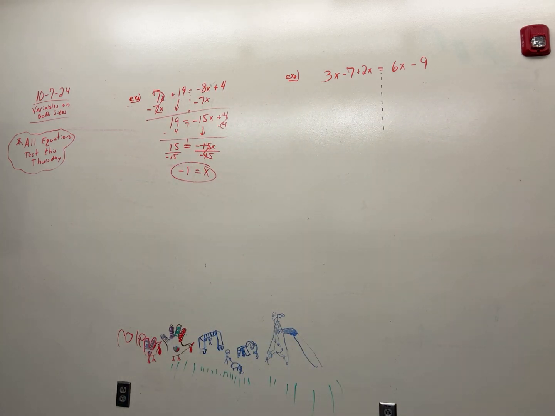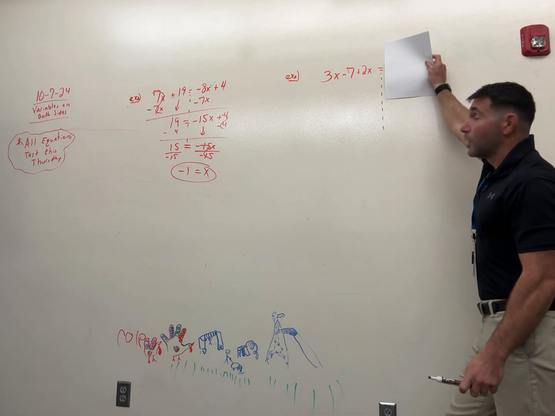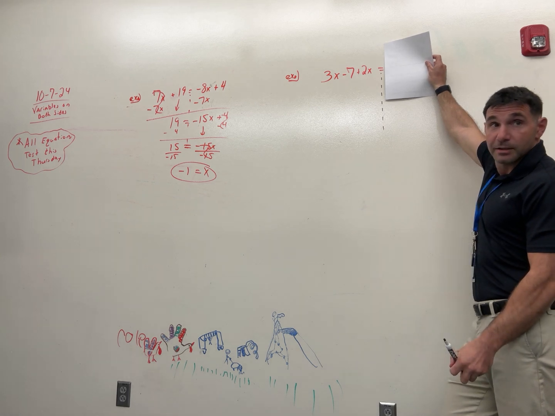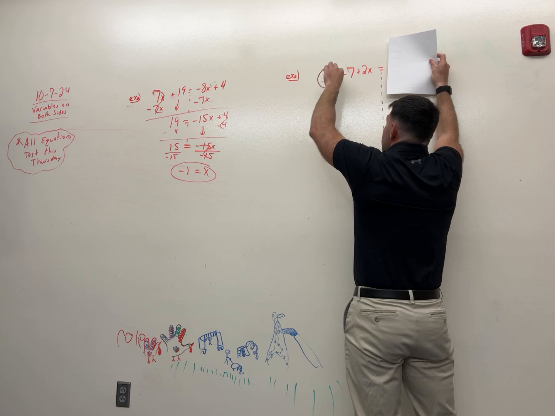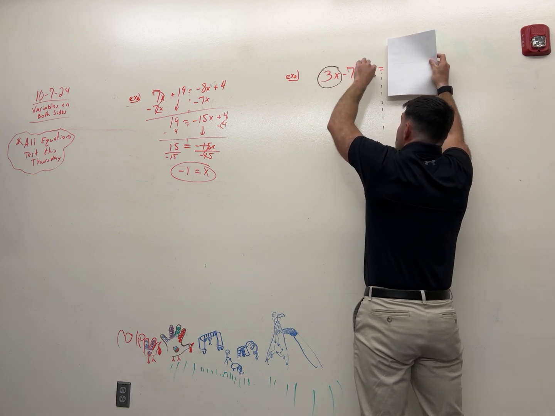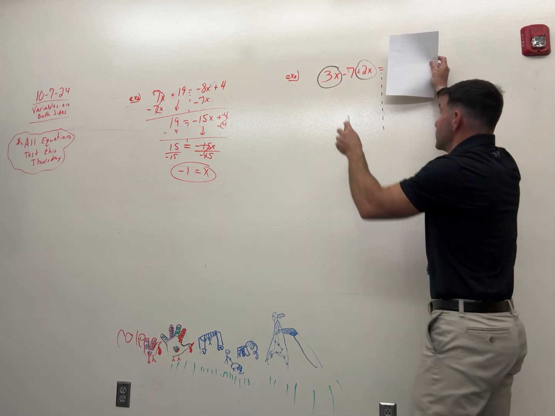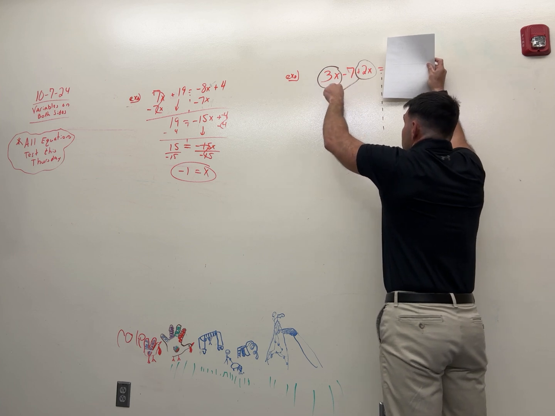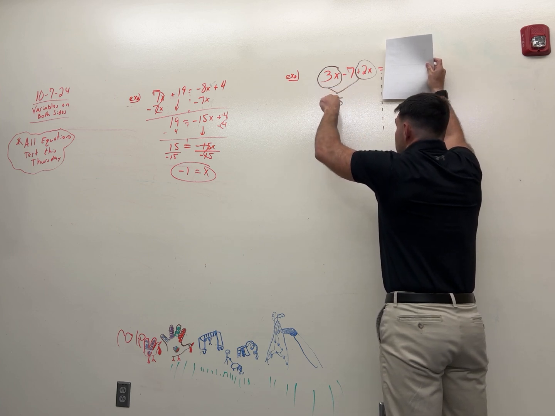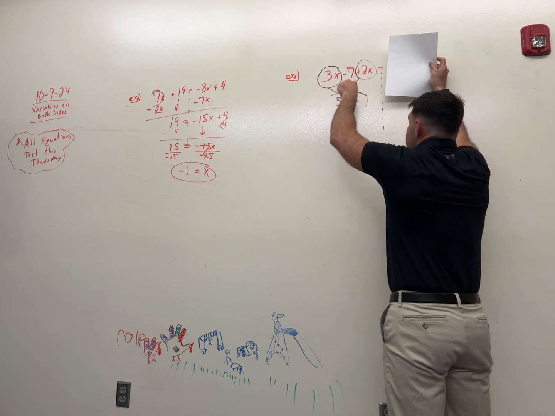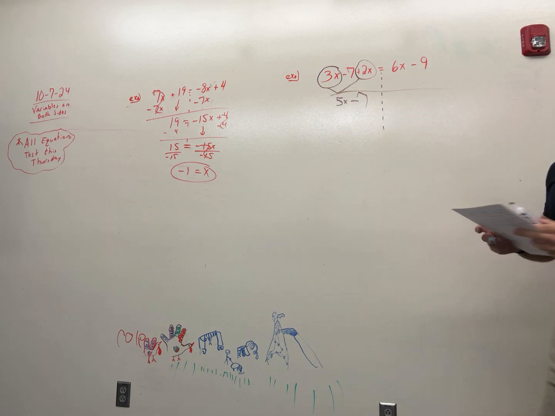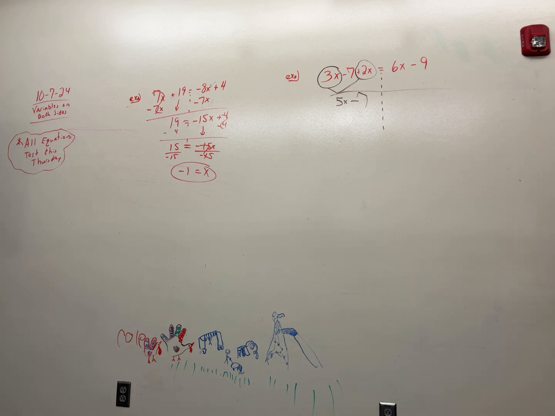Now listen, I wish that I had a bigger piece of paper, but I'm going to cover up one side. Are there like terms on this side? Yeah. What are they? 3x and the what? A positive 2x. So now, and I'm trying to do this with my left hand, so I do not write with my left hand. That's 5x minus 7. Okay? Everybody with me? Yeah.